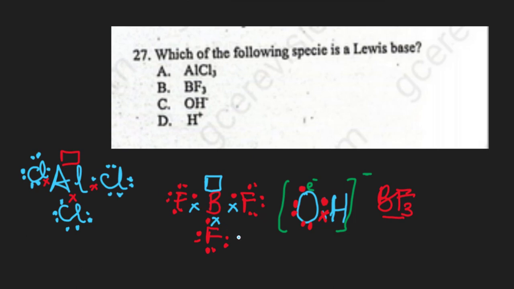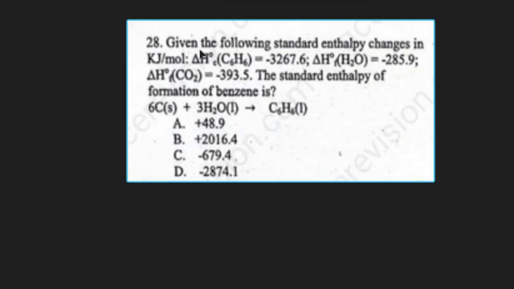So what acts as a Lewis base should be what has a lone pair to be donated and not what has a vacant orbital. So our answer is C, the OH minus. The proton is not a Lewis base, so a Lewis base is the OH minus.